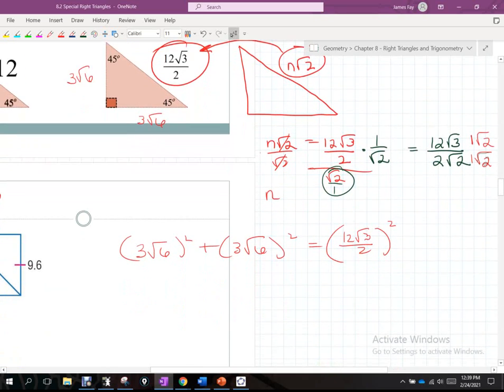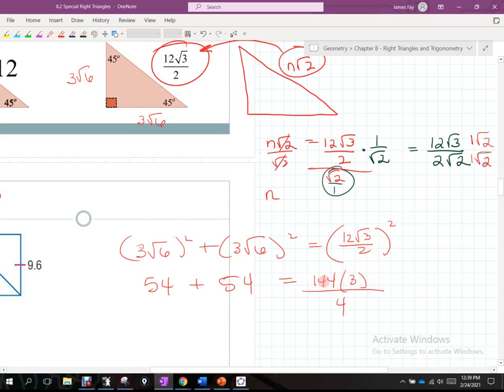Now this is an algebra kind of activity here and understanding our laws of exponents. What's 3 squared? 9, right? So 3 squared will give me 9. What's radical 6 squared? 6. So what's 9 times 6? 54. So that's 54. And that's 54. Okay, now over here, what's 12 squared? 144. What's radical 3 squared? 3. What's 2 squared? 4.